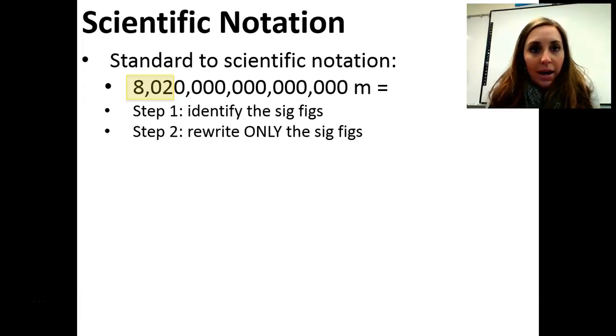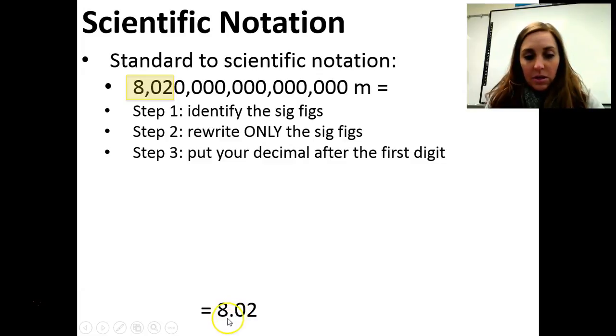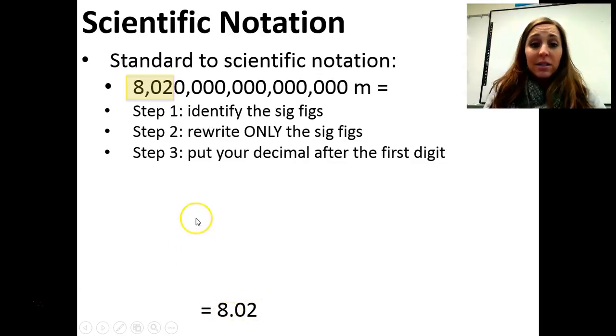Now you're going to rewrite so you just keep those sig figs. Everything we just boxed in as significant, you're just going to rewrite. So 8, 0, 2. That's the second step in the method. Step 3, you're going to put your decimal after the first digit. 8 is my first digit, so I'm going to put a decimal right here in between them. So it's not 802, it's 8.02. Now 8.02 is certainly not the same thing as this giant number.